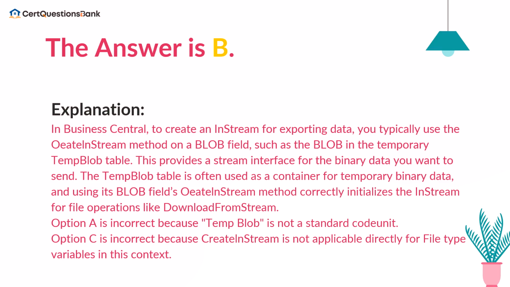In Business Central, to create an in-stream for exporting data, you typically use the OpenOnStream method on a blob field, such as the blob in the temporary temp blob table. This provides a stream interface for the binary data you want to send. The temp blob table is often used as a container for temporary binary data, and using its blob field's OpenOnStream method correctly initializes the in-stream for file operations like download from stream.